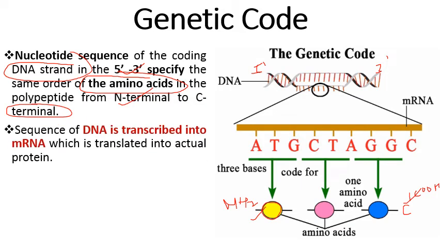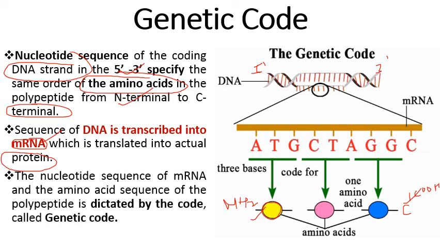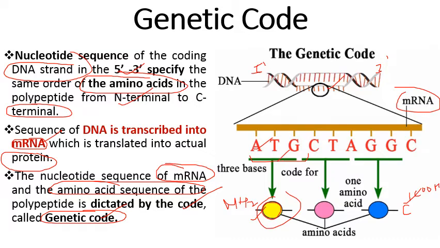And the sequence of DNA is transcribed into mRNA, that is the transcription process. Then finally these sequences on mRNA are translated into actual protein by the process of translation, and the nucleotide sequences of mRNA and amino acid sequences of the polypeptide are dictated by the code. So these codes are known as genetic code. So firstly, DNA will be transcribed into mRNA, and the mRNA contains these sequences of bases, and every three bases will code for an amino acid, which are known as genetic code or codons.